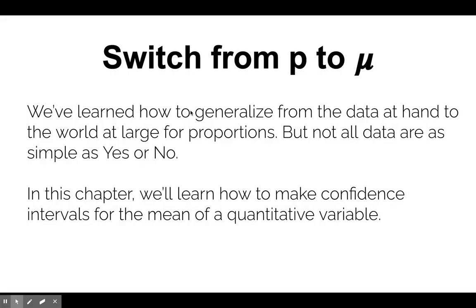So, like I mentioned, in the previous chapter, we've looked at how to generalize data for proportions, but of course, not all data is answered as a yes or a no question, as successes or failures. So in this chapter, we're going to learn how to make confidence intervals with quantitative variables, and so we're going to look specifically at means. So we're going to stop looking at p, population proportions, and try to generalize mu, population means.